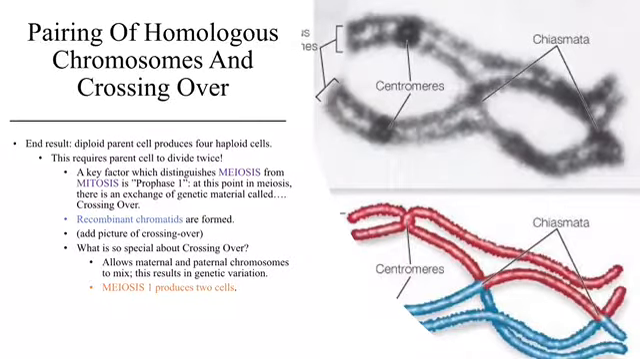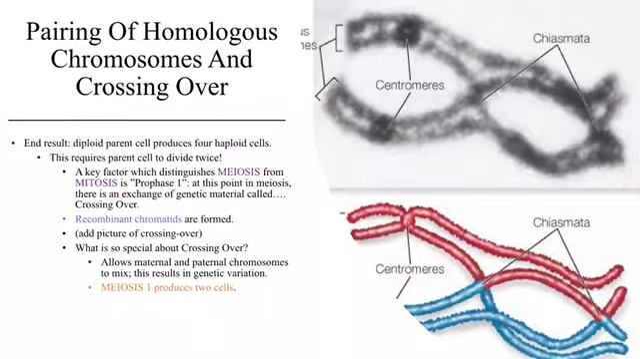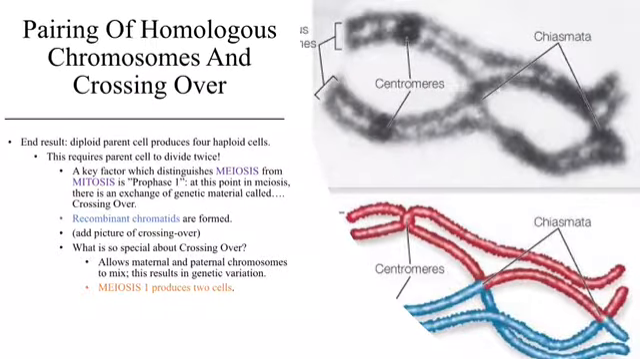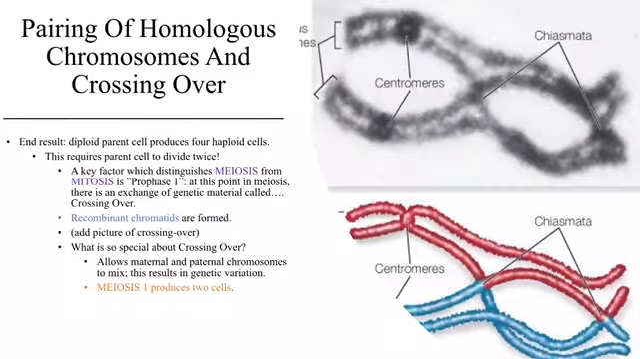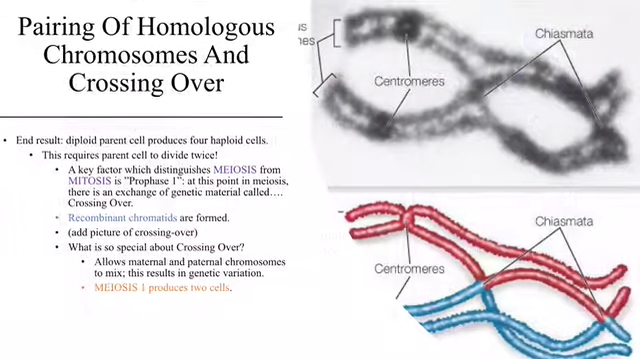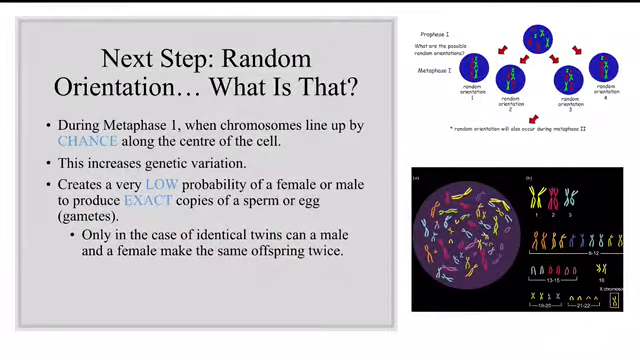Well, it allows maternal and paternal chromosomes to mix, resulting in genetic variation. This is one of the processes that create genetic variation, important to know, and meiosis 1 produces 2 cells. So next step, random orientation. So what is that? During metaphase 1, chromosomes line up by chance along the center of the equator, and in this case it's the vertical equator. This also increases genetic variation.